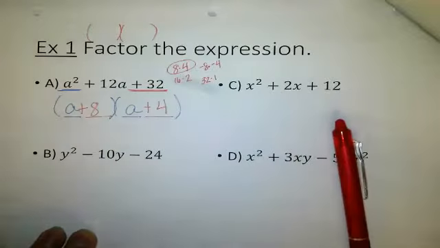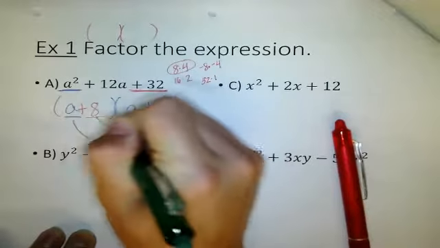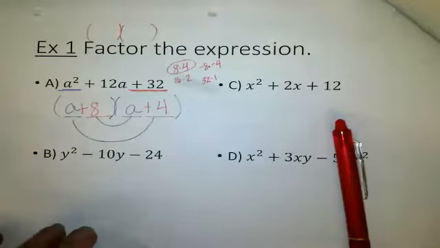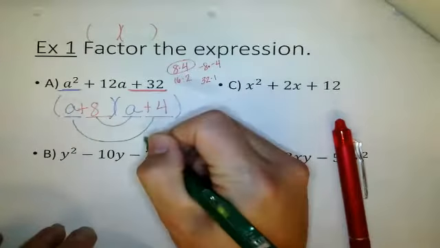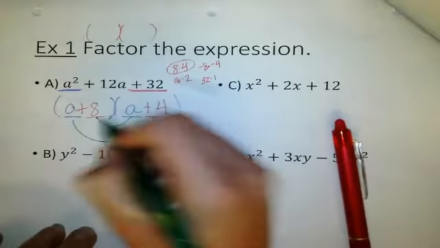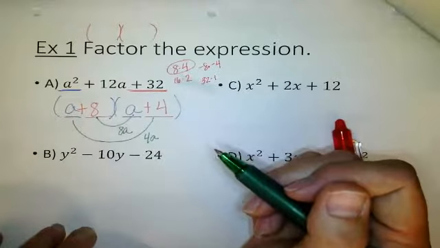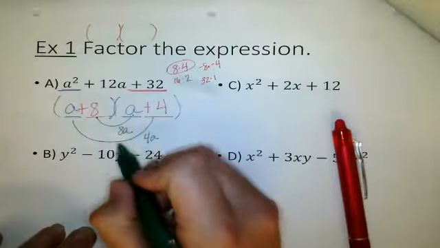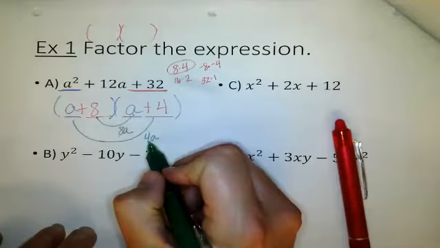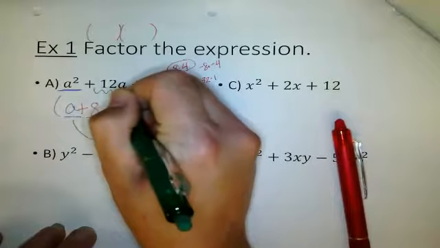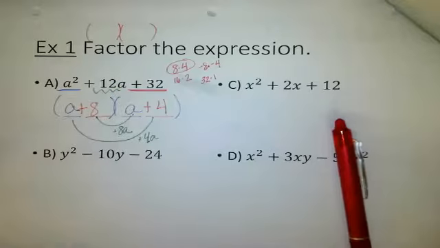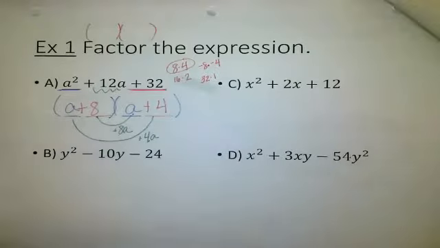And how do you make sure that you did it right? Distribute. You can check by distributing. Check the rainbow. A times 4 is 4a. 8 times a, 8a. And 8a plus 4a is 12a. So we did it correctly. Every time. First times first, last times last, check the rainbow. All right. Let's try letter B.